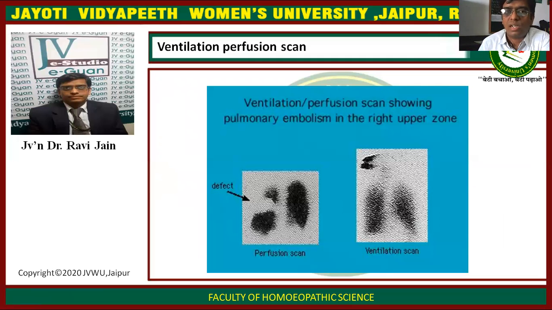This is how the ventilation perfusion scan looks. It is showing pulmonary embolism in the right upper zone. You can see the defect here in the lungs. This is the perfusion scan and this is the ventilation scan.